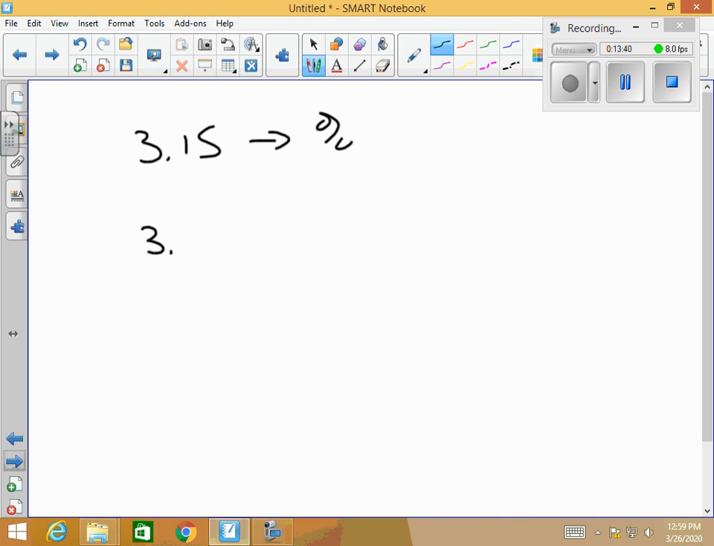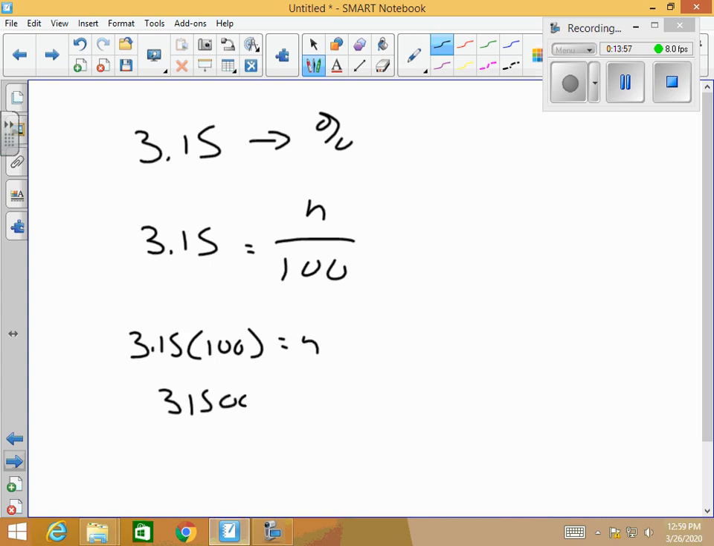It's still a direct proportion. I want to get it to percent. Find out that top number, and away we go. So we get 3.15 times 100 equals n, and I get 31500, 2 digits behind, which makes it 315, and so I get 315%.